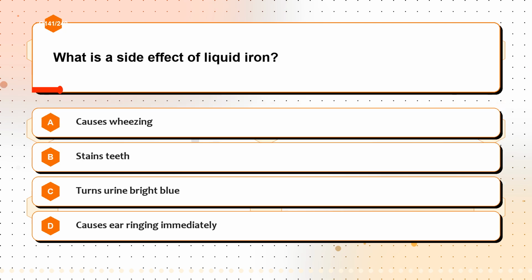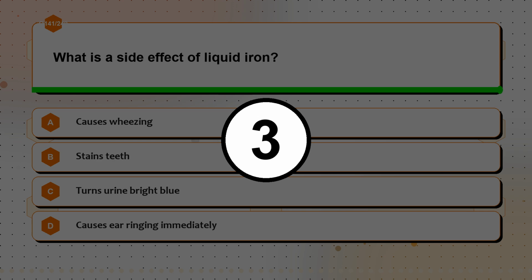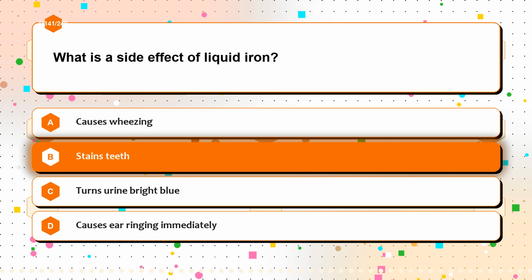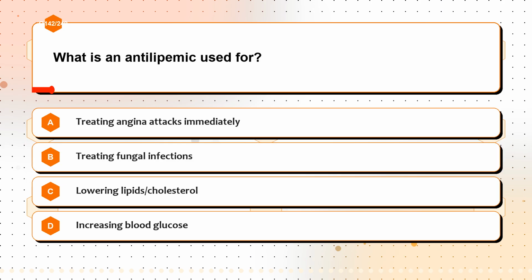Question 141. What is a side effect of liquid iron? Here are the options. Option A. Causes wheezing. Option B. Stains teeth. Option C. Turns urine bright blue. Option D. Causes ear ringing immediately. The correct answer is option B. Stains teeth.